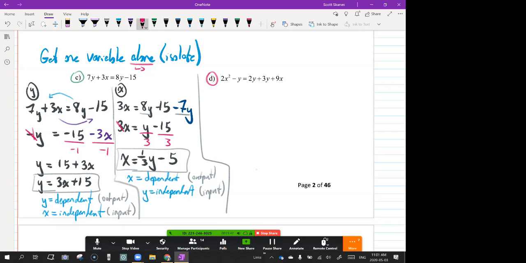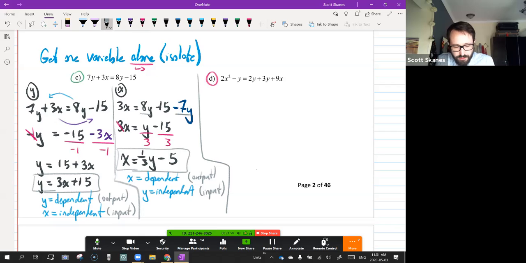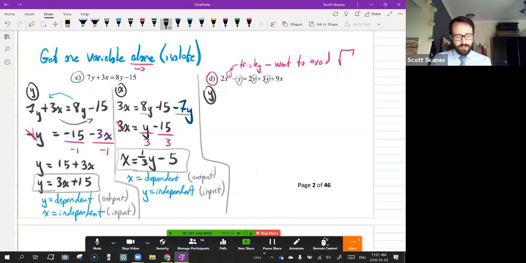Yeah, I agree with you, because when I look at this, these are all power 1. This power 2 is going to be a little bit tricky to solve for. It's going to give us a square root. I'm going to say we want to avoid any square roots. If we can avoid the squares, we can avoid getting square roots, and that's a good thing. The reason for that is it becomes plus and minus of something. So we're going to solve for y. That means it's going to be our dependent.